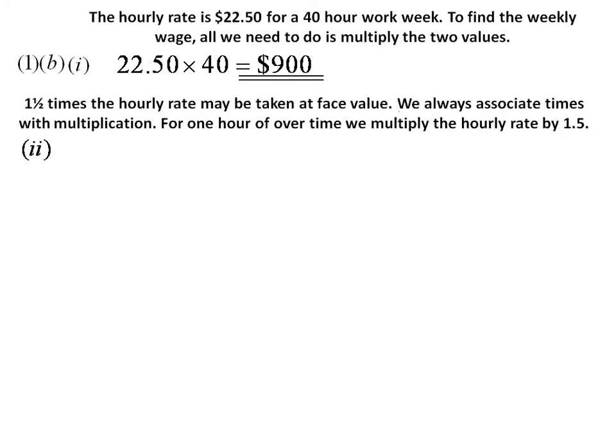1.5 times the hourly rate may be taken at face value. We always associate times with multiplication. So for 1 hour of overtime, we multiply the hourly rate by 1.5. So we just need to determine the overtime rate, which is the overtime hourly rate, and it is 1.5 times. So multiply 1.5 times the hourly rate.